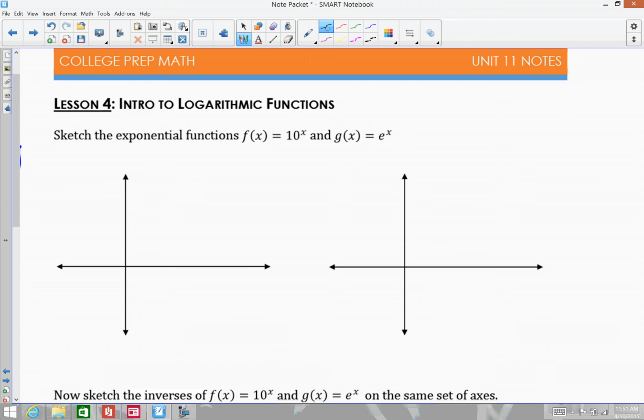In this lesson, we're going to look at log functions. So the first thing we're going to do is understand where they come from. An exponential function is where we're going to start, by looking at the graphs of those. So let's just do a rough sketch of these.